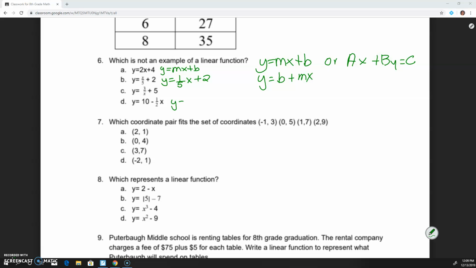D down here, it's y equals, it starts at 10 and your slope is down 1 over 2 every time. That's linear, right? And the last one, it says right here, y equals 3 divided by x plus 5. Do we ever divide by x, or are we always timesing by x? We're always timesing by x. You cannot divide by x. It would not give you a linear function. It would not make it a straight line.